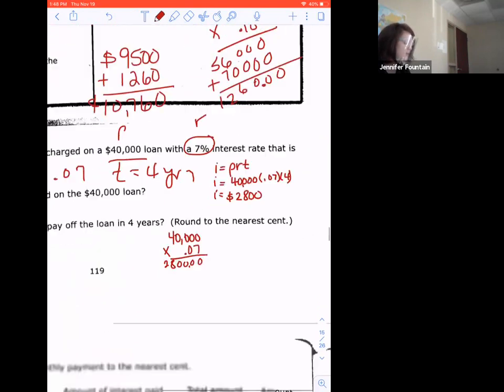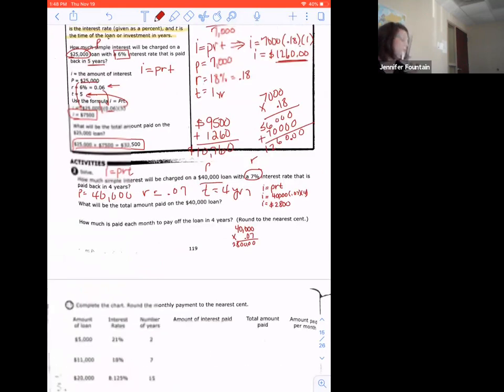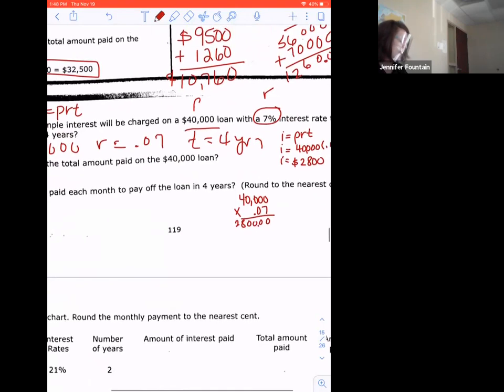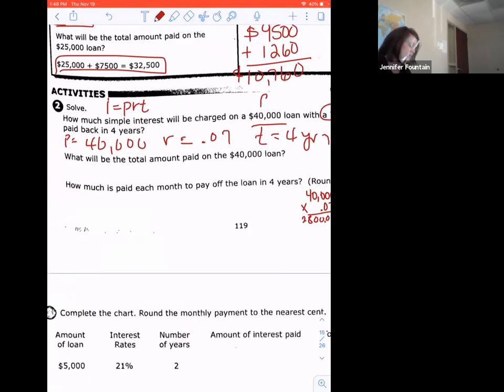Okay, so all we do is identify what is I, or we're solving for I, what is P, what is R, what is T. Now it says, what will the total amount be paid on the $40,000 loan? How can I figure out that total amount? What do I need to do with $40,000 and the interest amount? Add it together. So 40,000 plus 2,800 equals what? $42,800 is the total amount.